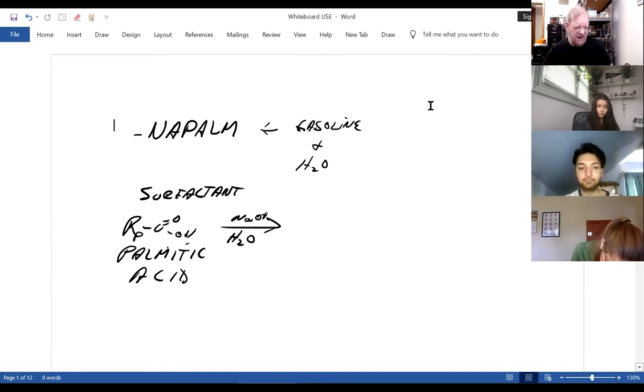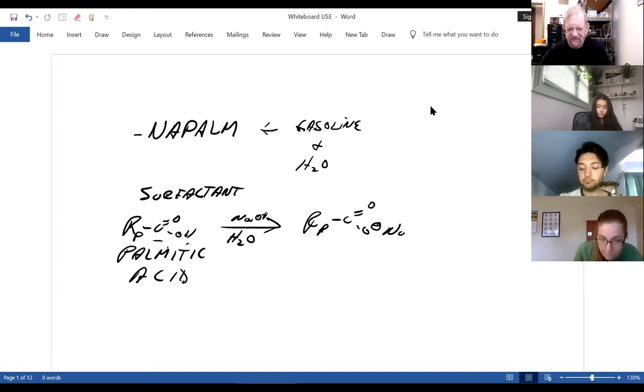All right, time's up. What do we have here? Carboxylic acid based, and you get sodium palmitate. And this surfactant, nonpolar tail long and a polar head, help mix gasoline and water together to make the military weapon.